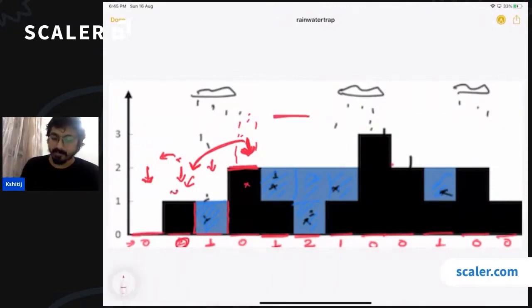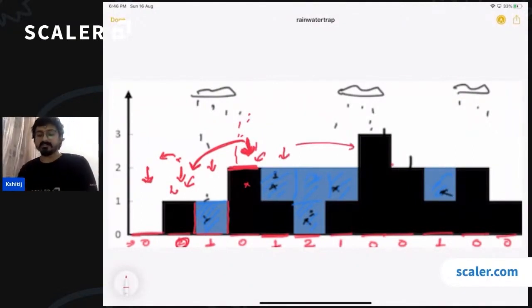Now this bar here is below the surface, right? So you need something which is higher than the surface. Then only you can trap some water inside this, correct? So that is why this is also not able to trap anything. Now when you come here, this has got something on the left and something on the right as well, correct?